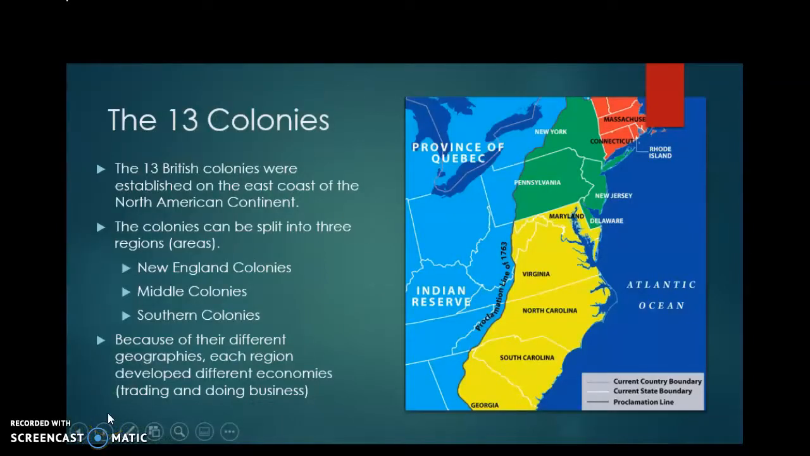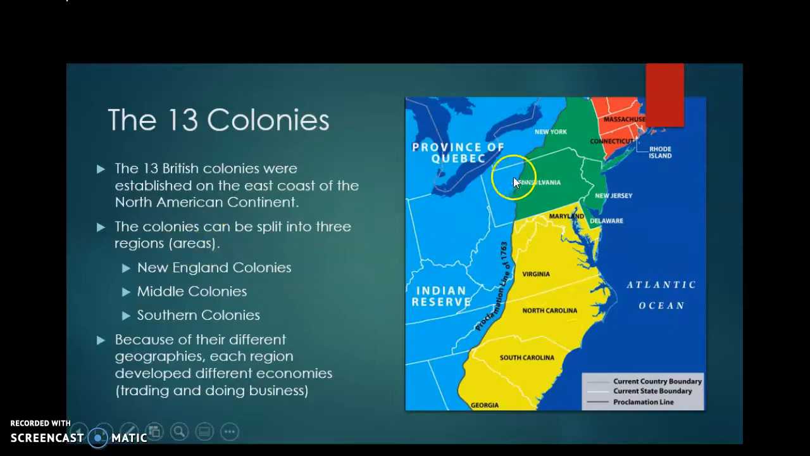So the 13 colonies were established on the east coast of the North American continent. There's an advantage to being this close to water. I want you to think about that. What might be the advantage of being this close to water? Think about mercantilism. Well, you can trade back and forth with the mother country.